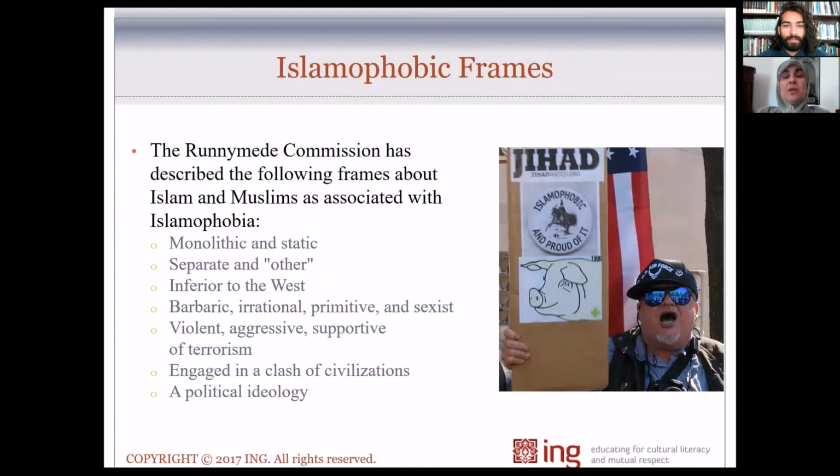And there are various frames or views that are associated with Islamophobia that the Runnymede Commission also describes. These include the view that Muslims are monolithic and Islam is static, separate and other from other cultures or civilizations, inferior to the West, barbaric, irrational, primitive, and of course sexist, that it is violent and aggressive, supportive of terrorism, and that Muslims and Islam are engaged in a clash of civilizations because Islam is really a political ideology cloaked as a religion.